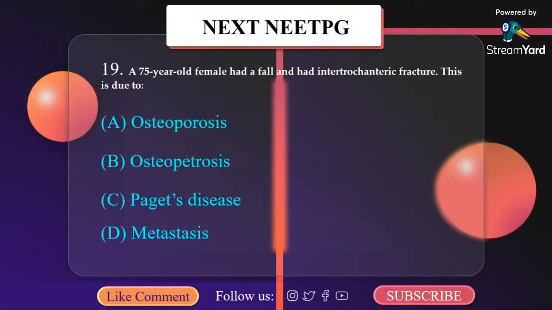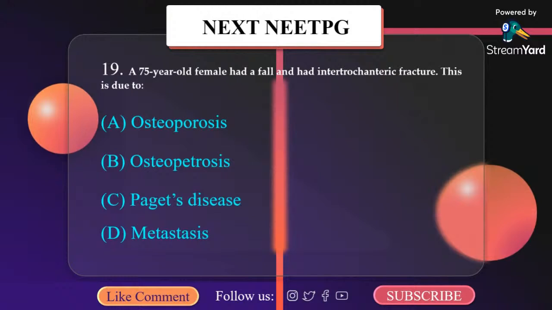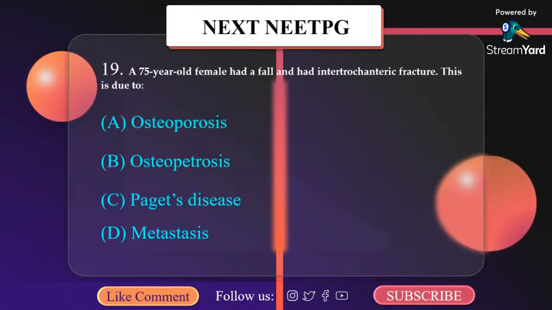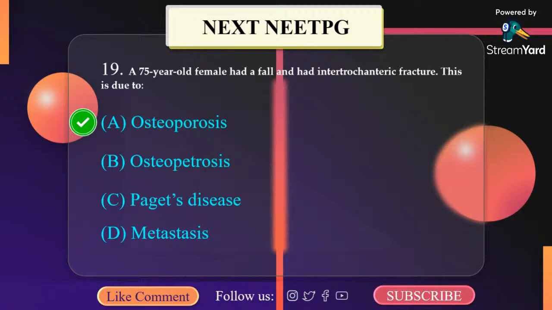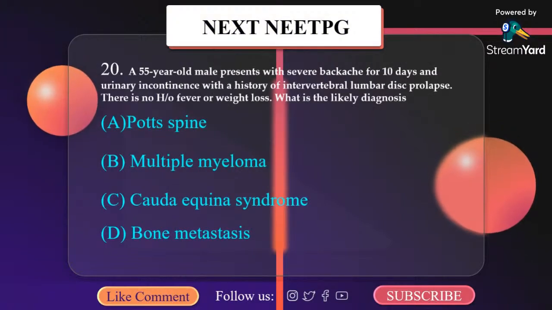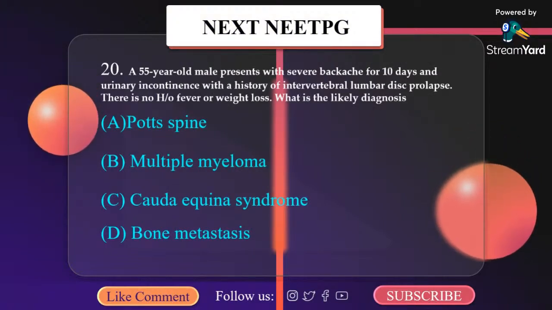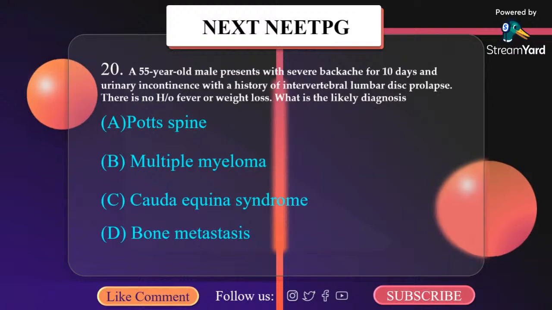A 75-year-old female had a fall and had an intertrochanteric fracture. This is due to A, osteoporosis, B, osteopetrosis, C, Paget's disease, D, metastasis. It is osteoporosis.